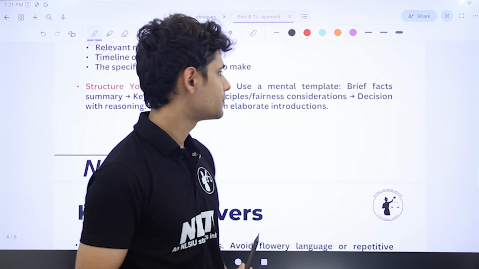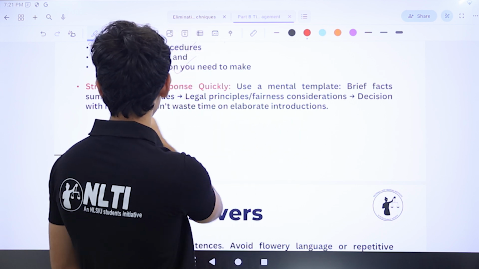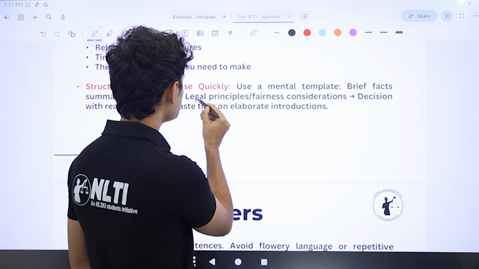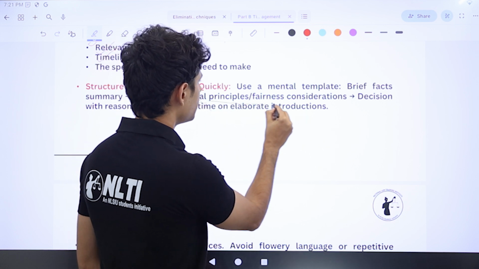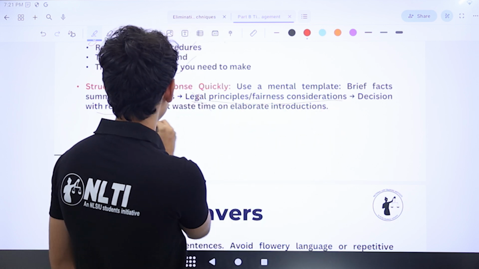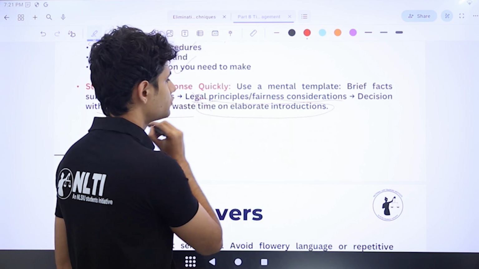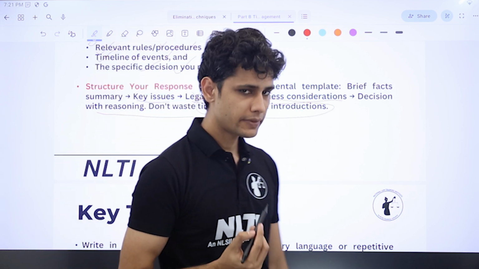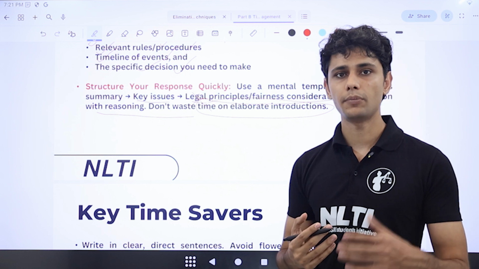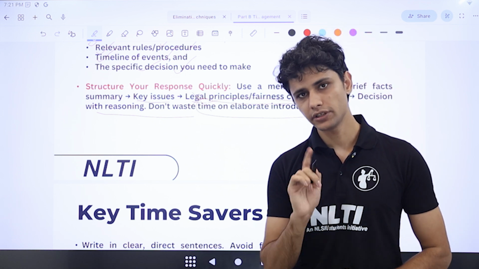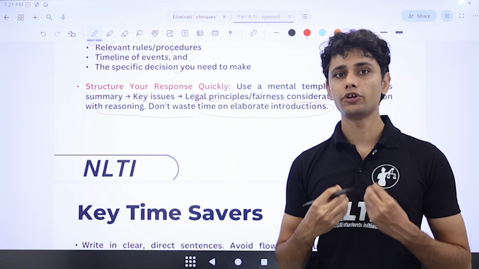So what it will look like is basically brief facts of the situation, key issues, legal principles or general principles which are involved, and the decision with the reasoning. Do not waste time on elaborate introductions or conclusions. The reason this is important is because many students will end up writing about 4 to 5 lines of introduction. Absolutely unnecessary. You can write your introduction in just 1 line where you will state what your position is.